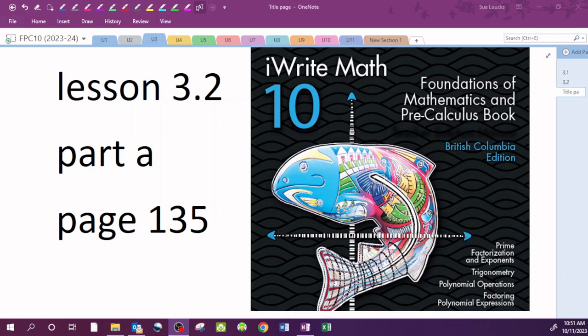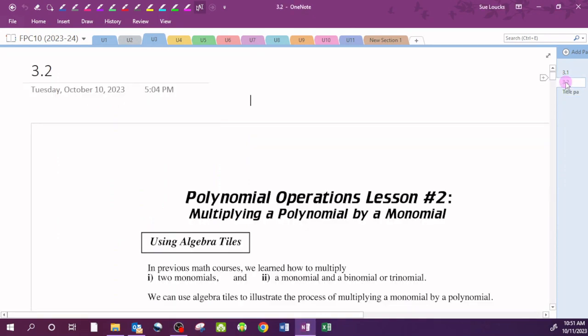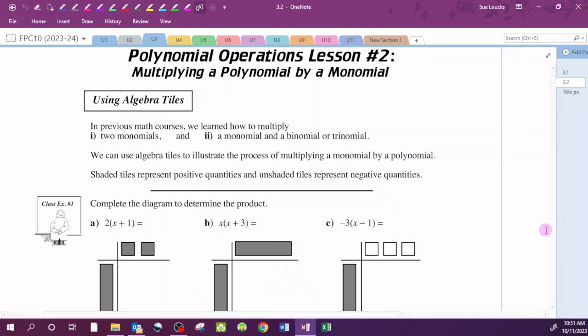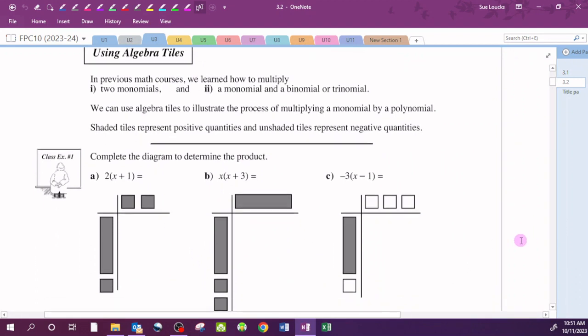This is lesson 3.2 on polynomial operations for Pre-Cal 10, Foundations in Pre-Cal 10, starting on page 135. We are going to do the work with algebra tiles here because it does help make some sense of things. In previous courses, we multiplied two monomials together, or a monomial times a binomial or a trinomial, and we're going to do a quick review of that using algebra tiles.